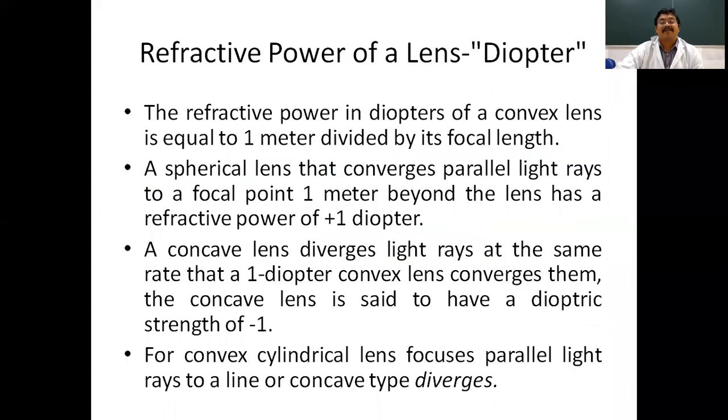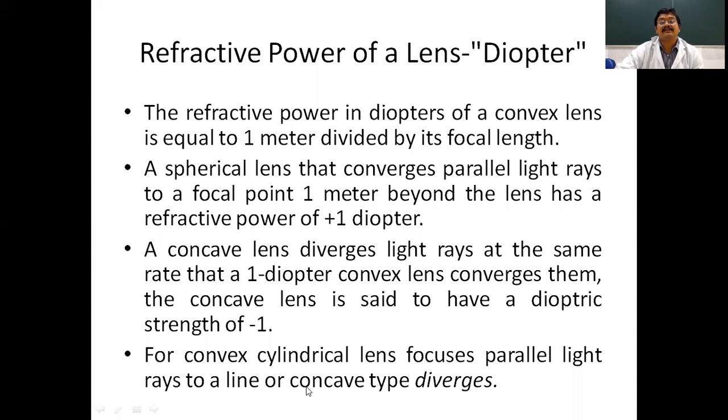Then we look at the refractive power of the lens. The refractive power of any lens is equal to 1 meter divided by its focal length. A spherical lens that converges parallel rays to a focal point 1 meter behind the lens has a refractive power of 1 diopter. Suppose you look at the concave lens: it diverges the light rays at the same rate that the 1 diopter convex lens converges them. The concave lens is said to have a dioptric power of minus 1 diopter.